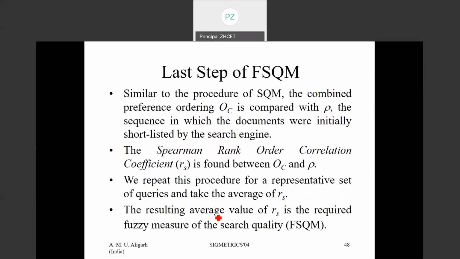Similar to the procedure of SQM, the combined preference ordering OC is compared with rho, the sequence in which the documents were initially listed by the search engine. The Spearman rank order correlation coefficient is found between OC and rho, right? We repeat this procedure for a representative set of queries and take the average of RS. The resulting average value of RS, which could be average or whatever, is the required fuzzy measure of the search quality, FSQM, right?